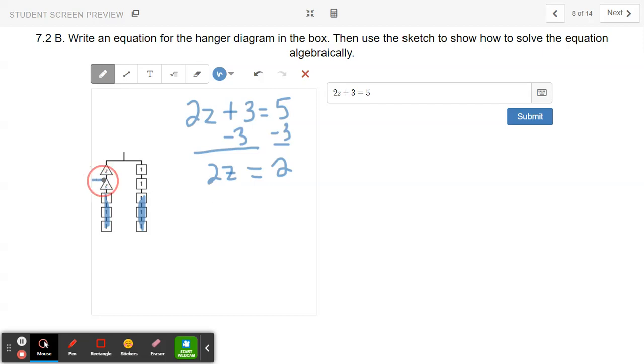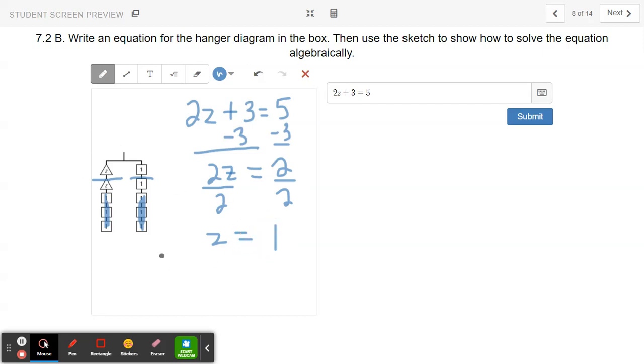Well, if we cut 2 z's into 2 equal groups, we can cut the 2 into 2 equal groups. So now we're dividing 2 z's by 2. We got, in each group there's a z. We divide 2 by 2 and we get 1.